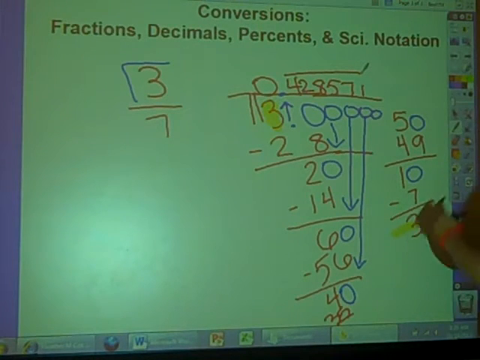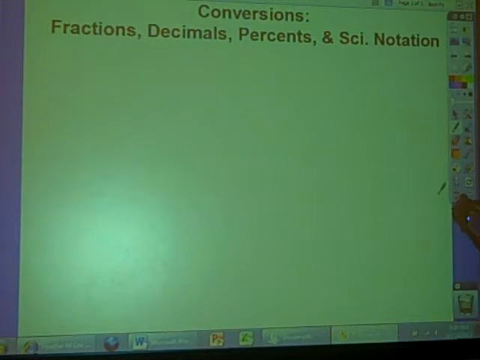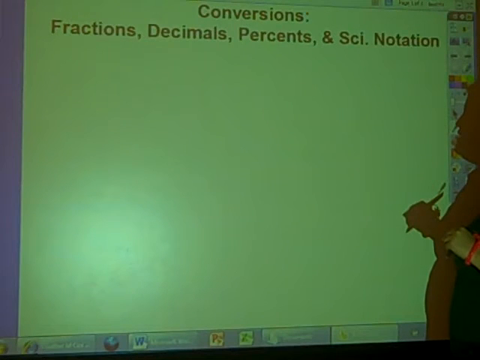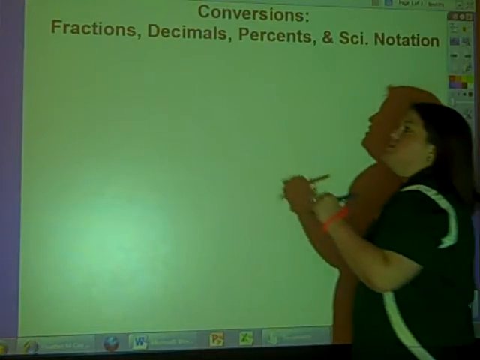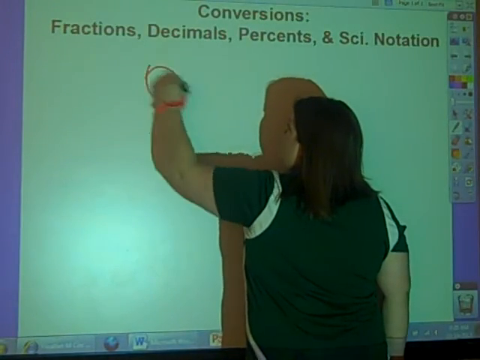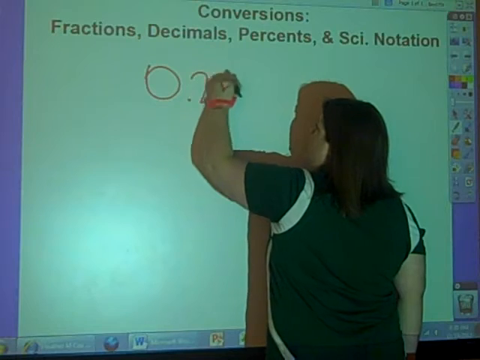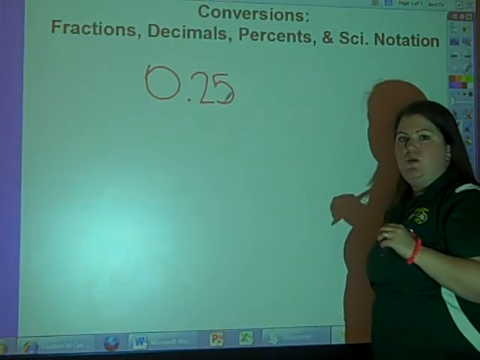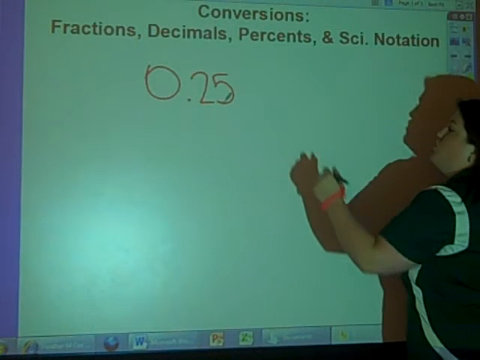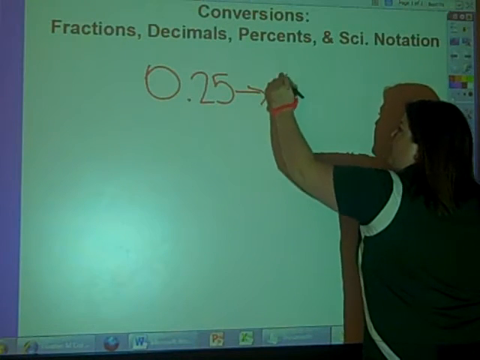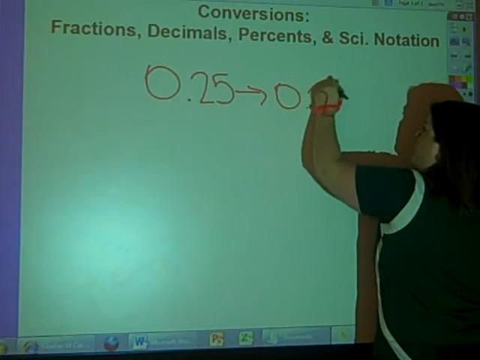Okay, so let's now look at if we had a decimal and we wanted to change it to a percent. So if we have the number 0.25 and we want to change that to a percent. Well, what we're going to want to do is rewrite it so that we can show all of our work.